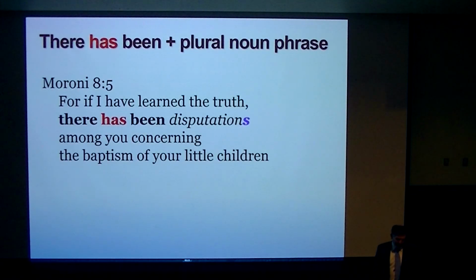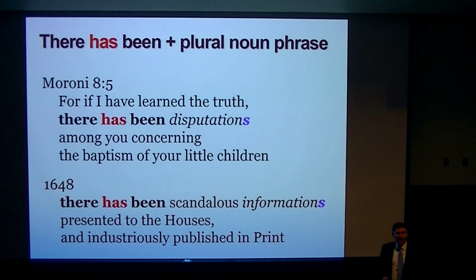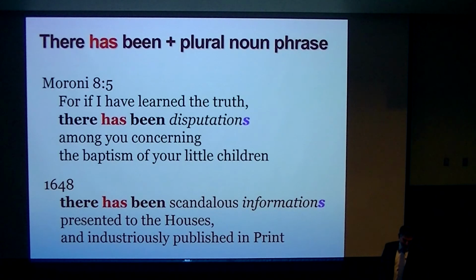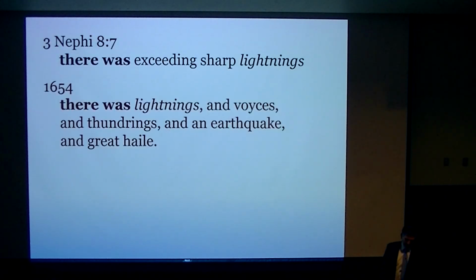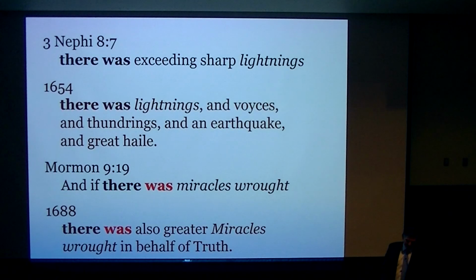There has been disputations among you, rather than there have been. Oh, now one switch. There has been scandalous informations presented to the houses. That's political language from 1648. There was exceeding sharp lightnings, there was lightnings and voices, and if there was miracles wrought, there was also greater miracles wrought.